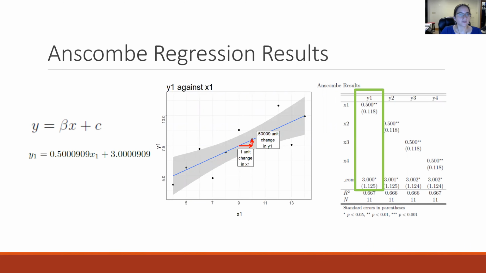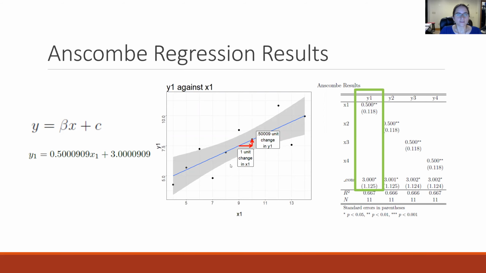We've got the graphic that is for that first top left panel of Anscombe's quartet. That's y1 plotted against x1. And here we have that the equation y is equal to beta x plus c, in this case, is best estimated for this data set by the equation y1 is equal to 0.5000909 times x1 plus 3.0000909. Now that is saying that a 1 unit change in x1 is associated with a 0.50009 unit change in y1.